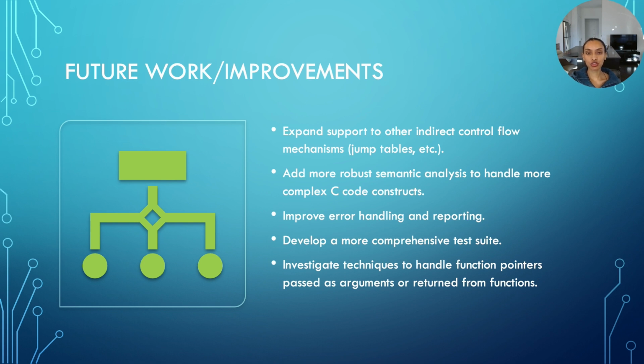Third, we aim to improve error handling and reporting. More detailed messages will help users identify and resolve issues more effectively. Fourth, we will develop a comprehensive test suite to ensure correctness and reliability across a wide range of C constructs, including edge cases. Lastly, we plan to handle function pointers passed as arguments or returned from functions, which will allow us to better support real-world C code. This enhancement will make our program more powerful and reliable for securing C code against indirect control flow vulnerabilities.